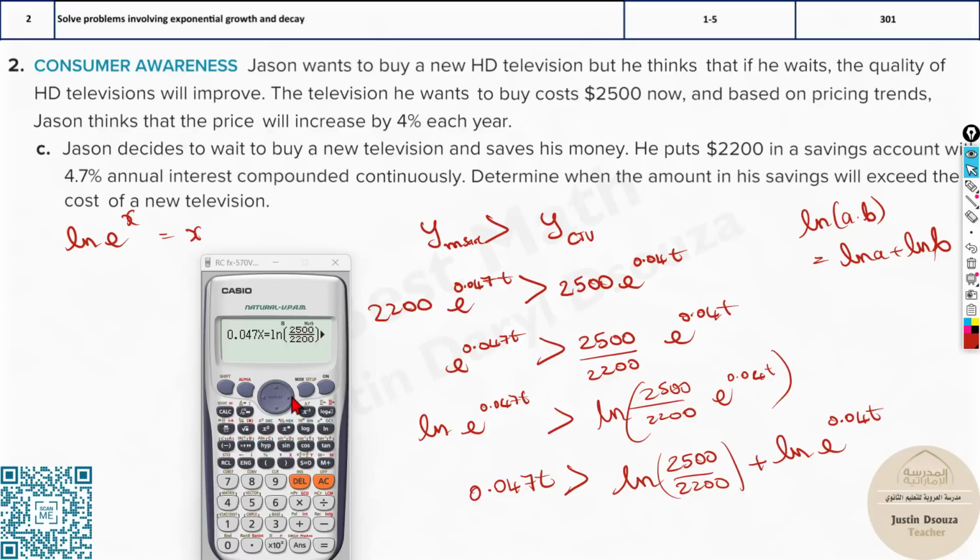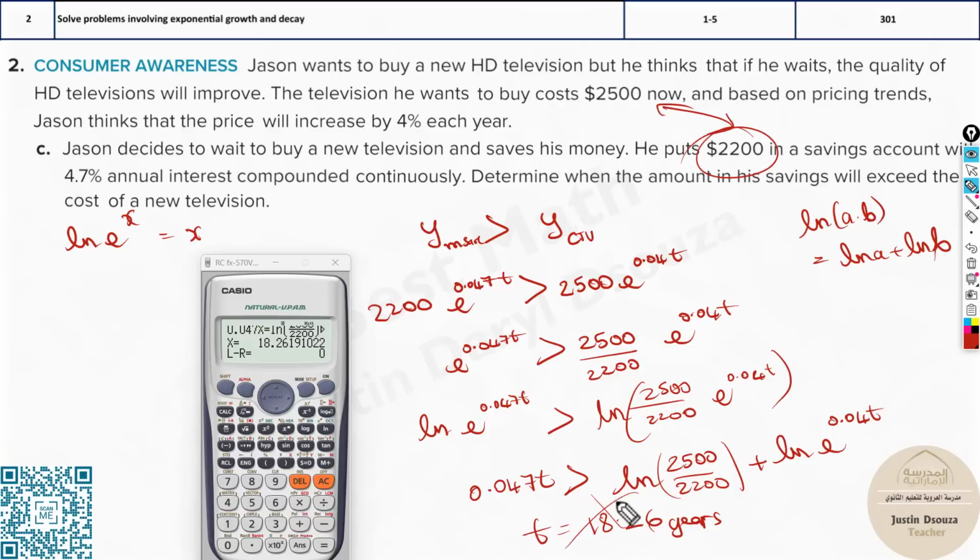Here I've just substituted this equation, 0.047 as x instead of t. T is the variable. Now here the inequality is considered to be equal to ln of 2,500 divided by 2,200 plus ln e to the power 0.04t. So you just press shift and solve. This is the previously stored answer. When you press equal to, you'll get the correct answer, current answer, sorry. What I mean is t equals 18.26 years. So this is the amount of time you will have to wait for the deposited money to match whatever the cost of the TV is.